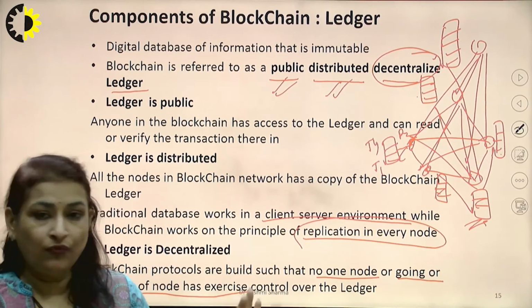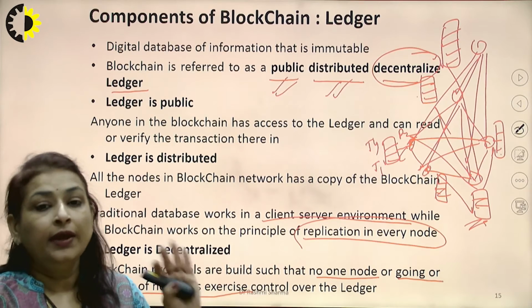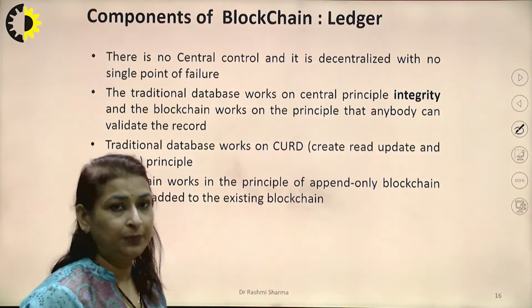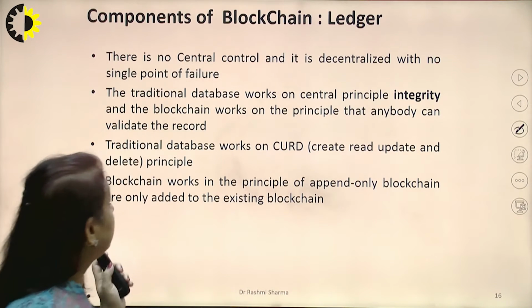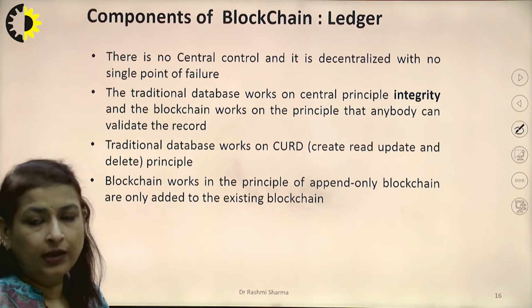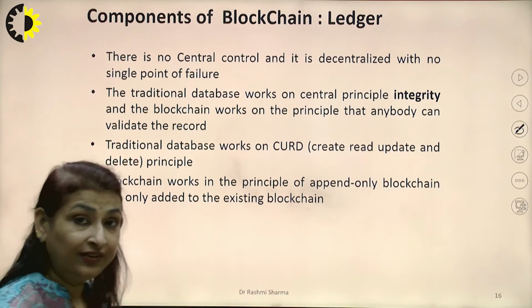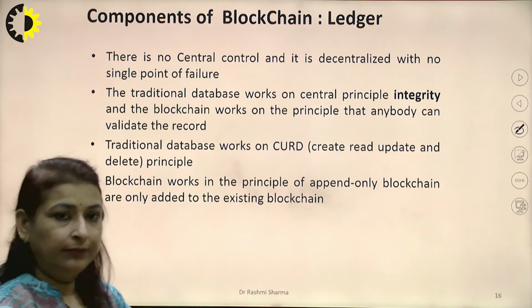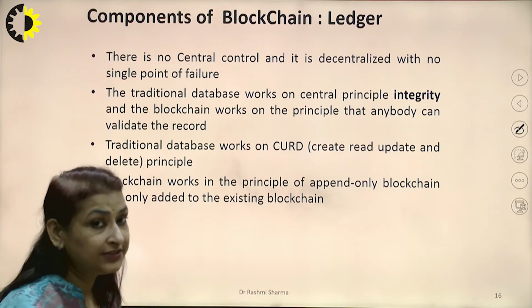Decentralization means no one has sole control. Each and every person has equal control over this particular ledger. So there is no central control, and no single point of failure. As it is decentralized, we don't have any point of failure, as all that particular data is distributed.